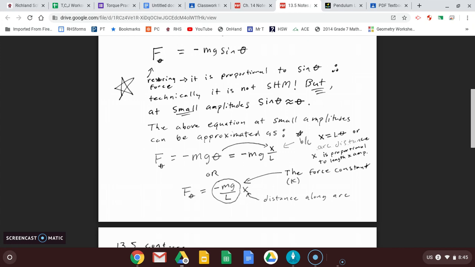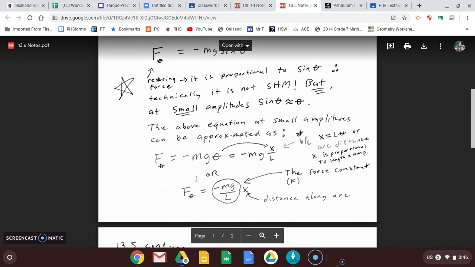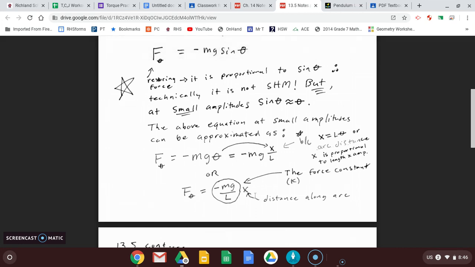So what that really means, why we wrote it like this, is that this whole mg over L is known as the force constant k of a simple pendulum. That means the features of a pendulum, through its force and arc distance and how quickly it will get back and forth while swinging, depend on the mass that's hanging there, the gravitational field we're in, g, and the length of the string. So all that together makes the force constant of a simple pendulum.